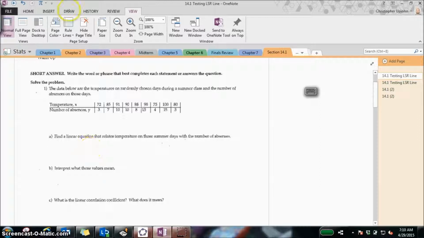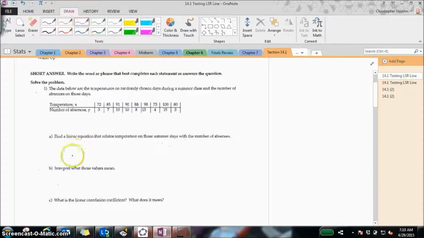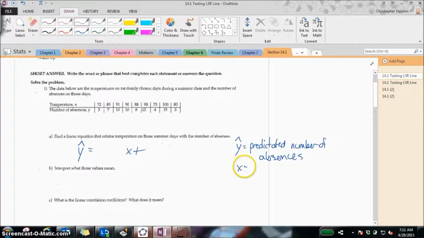So first, we need to make sure that we have our y hat, it's predicted, times something x plus our intercept. And we want to tell what those are. Y hat is the predicted number of absences, and x is the temperature. And I probably want to be specific.